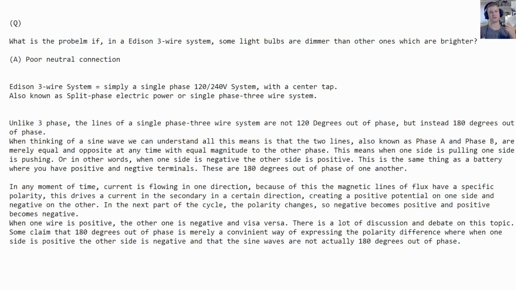There's a lot of discussion and debate on this topic. Some claim that 180 degrees out of phase is merely a convenient way of expressing the polarity difference, where when one side is positive, the other side is negative, and that the sine waves are not actually 180 degrees out of phase. Okay, next question.